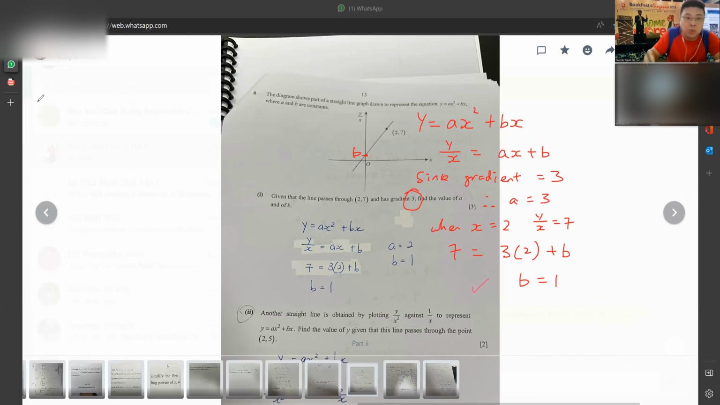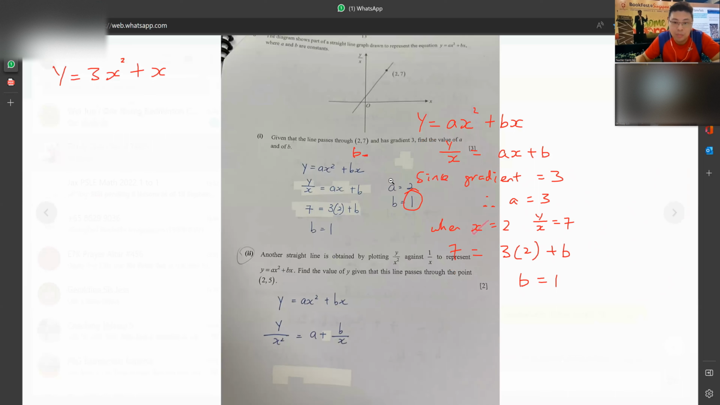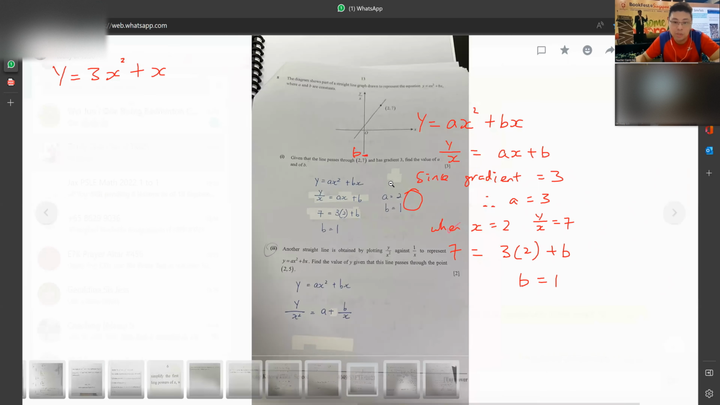Once you know a is 3, b is 1, right? Okay, you write out this expression here, because you already know your a and b. Okay, I'm not sure if it's linked or not, but let's continue. Okay, here, like that.